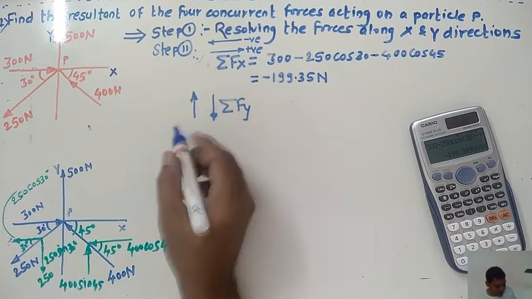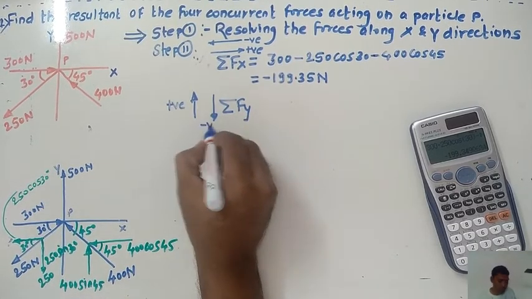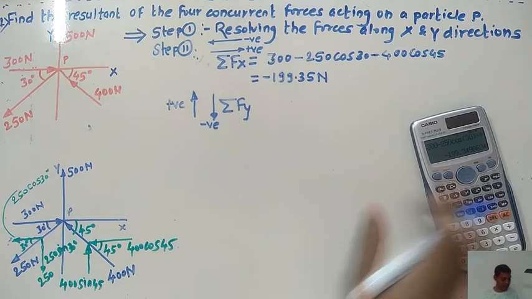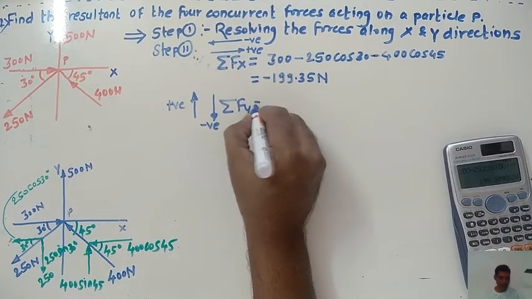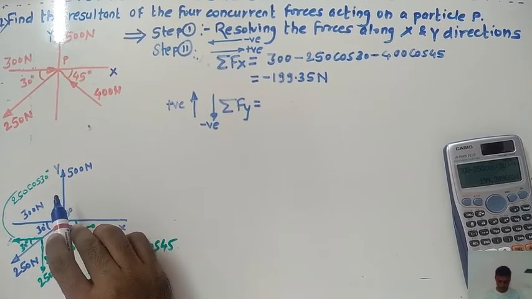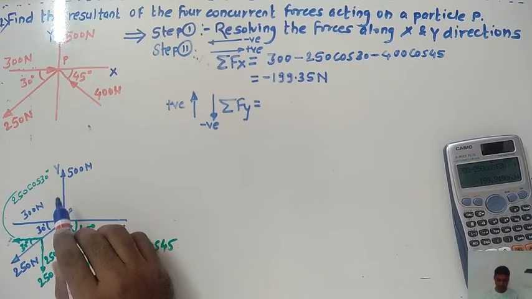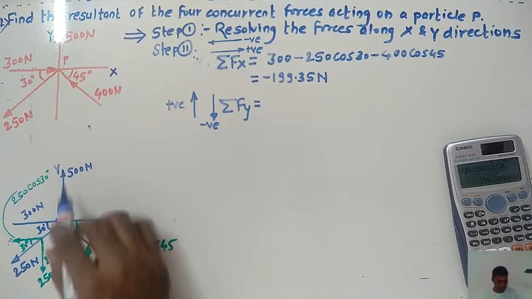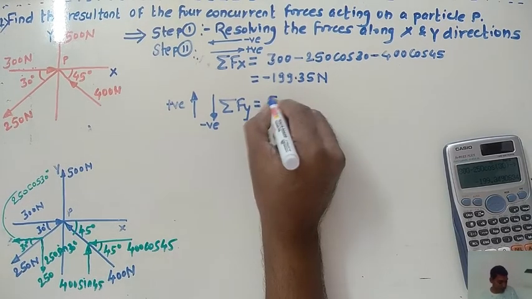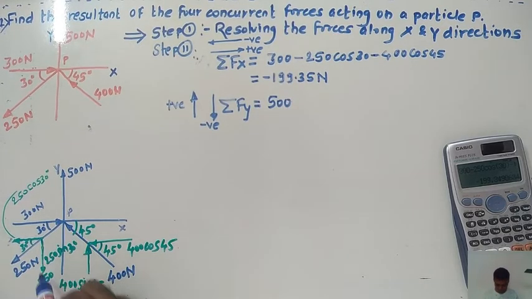Forces running in upward direction, you should consider the positive sign, and forces running vertically in downward direction, you should consider the negative sign. Now focus only on the vertical forces. Look at this diagram. Pick up the forces one by one serially. First one, 500 Newton running vertically in upward direction, so consider this force as positive. Next force is here whose magnitude is 250 Newton.